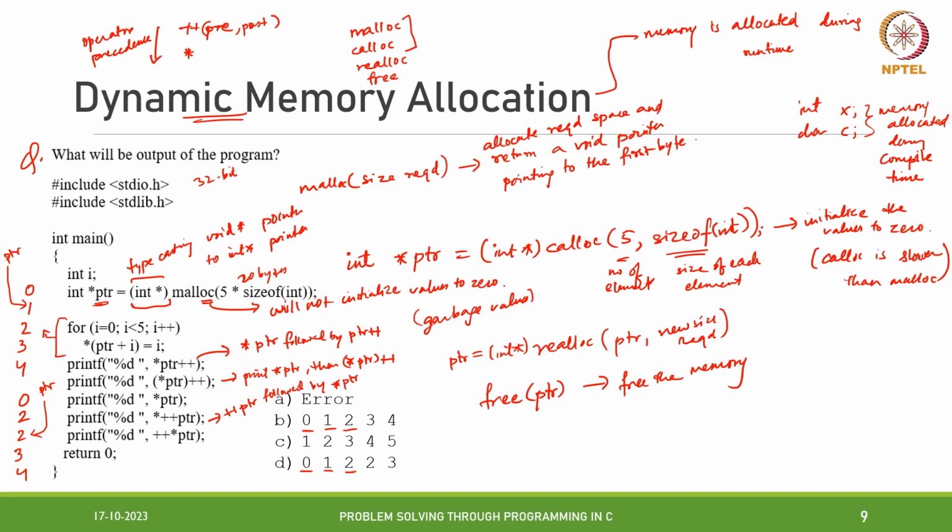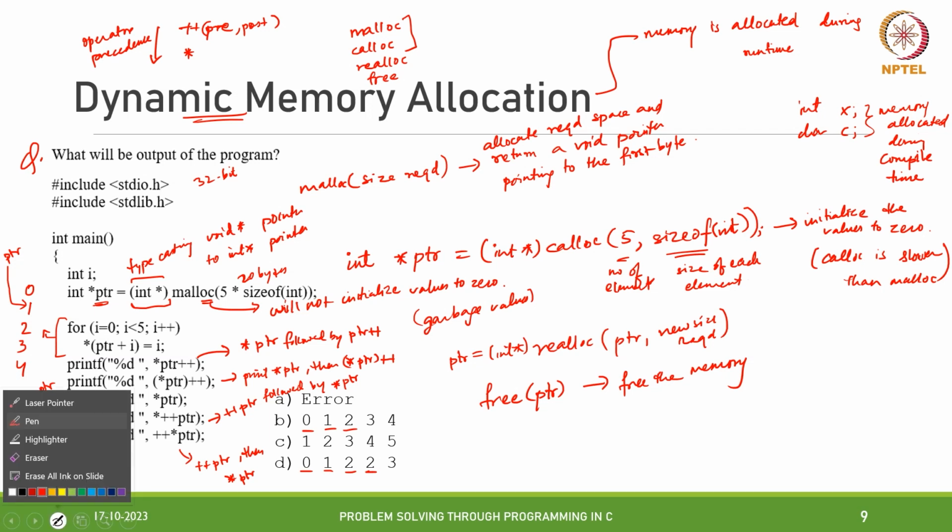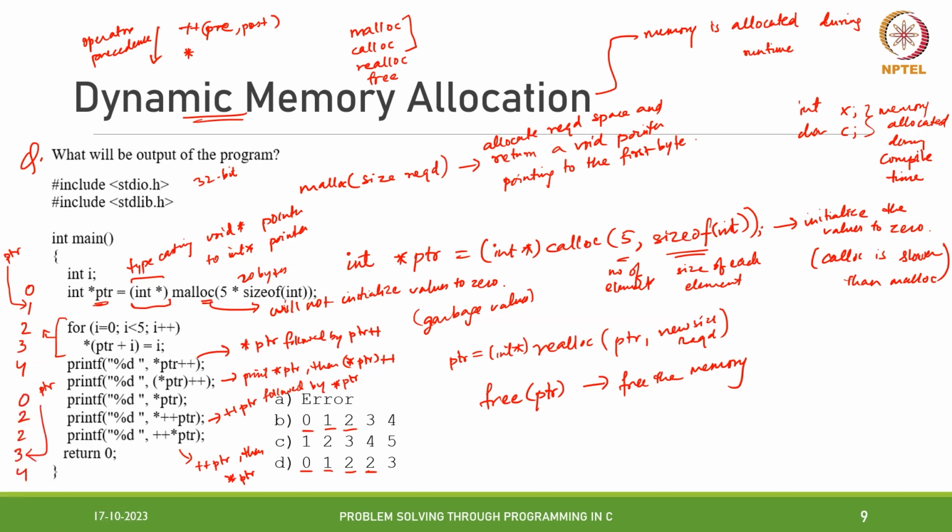After this ++ptr is done, it will be followed by star ptr. What is star ptr? 2, and that is what will be printed. So 2 will be printed. Then in the last one, even if you write it as ++*ptr, the same thing will happen. It will be ++ptr and then star ptr. Instead of pointing to the third element, the pointer will be incremented and it will point to the fourth element. Then star ptr means the value wherever this pointer is pointing, and the value is 3. So 3 will be printed. So the answer will be 0, 1, 2, 2, 3. Is it clear how this is happening?